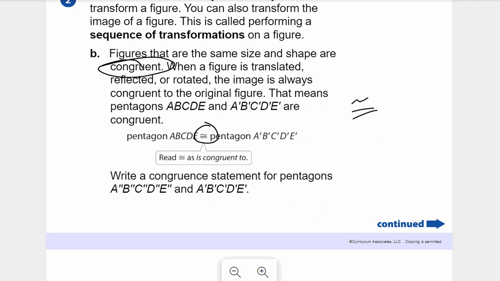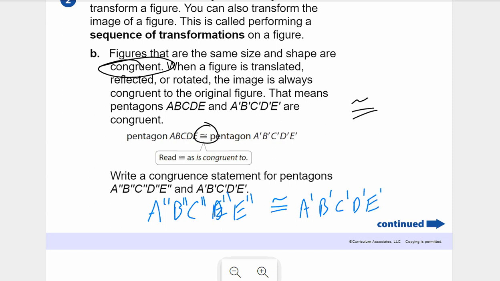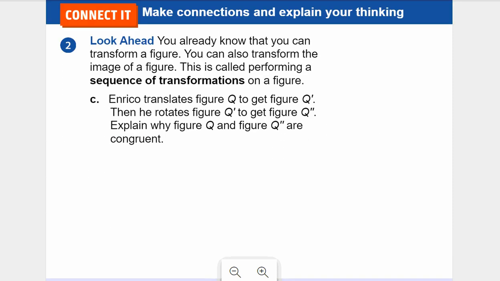Basically, we're going to say this one, A double prime, B double prime, C double prime, D double prime, E double prime is congruent to A prime, B prime, C prime, D prime, E prime. There's our congruent statement, saying that those two are congruent. In other words, they are the same shape and size.